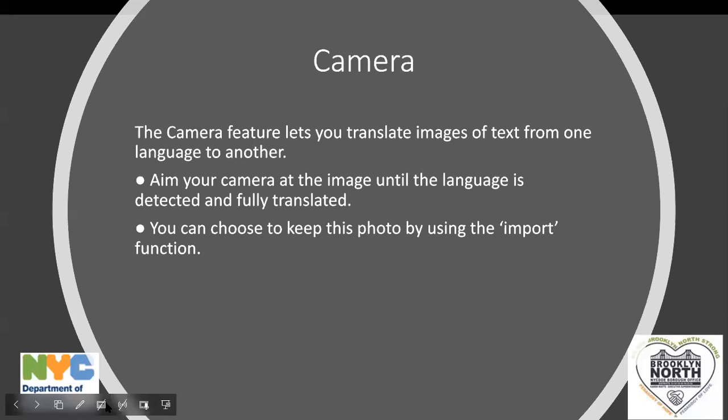The camera feature lets you translate images of text from one language to another. It is simple to use. Just aim your camera at the image until the language is detected and fully translated. You can choose to keep the photo by using the import function.